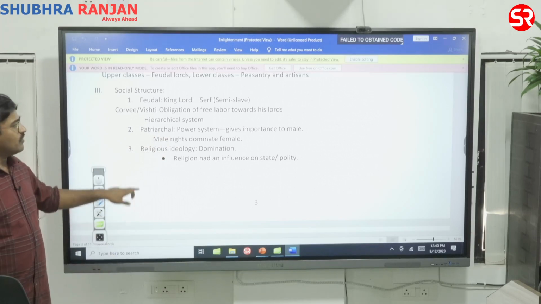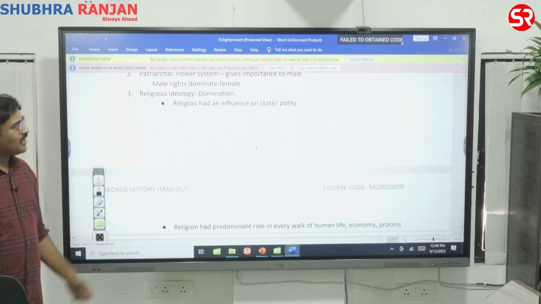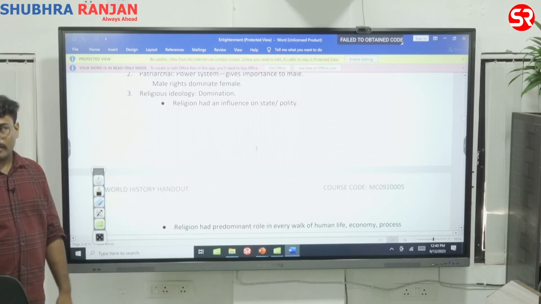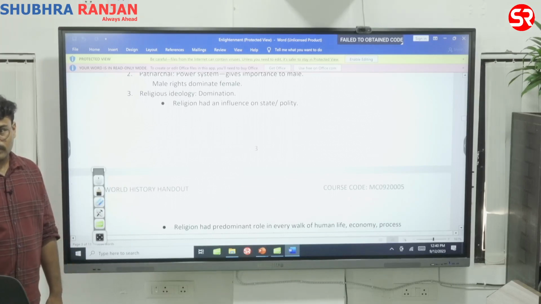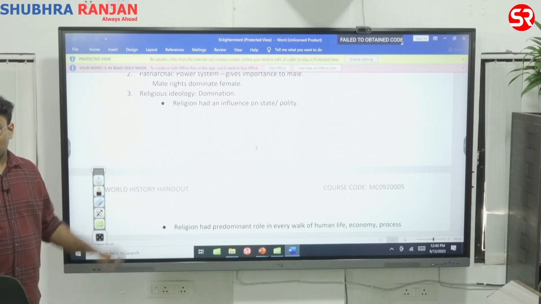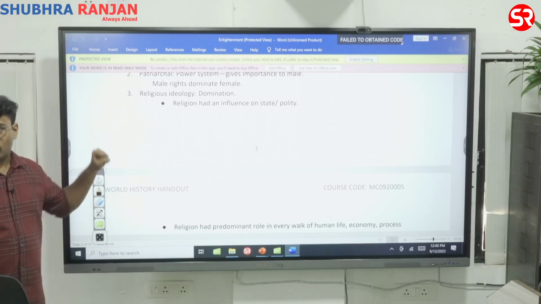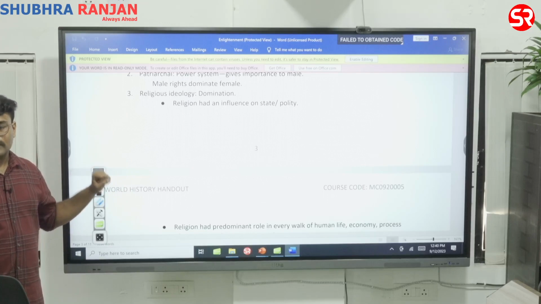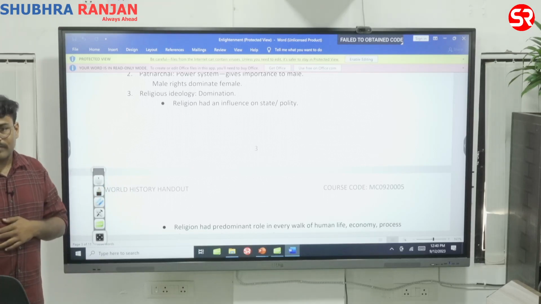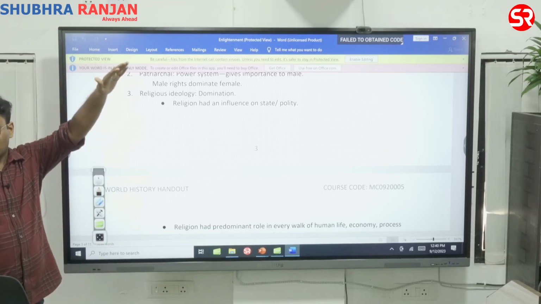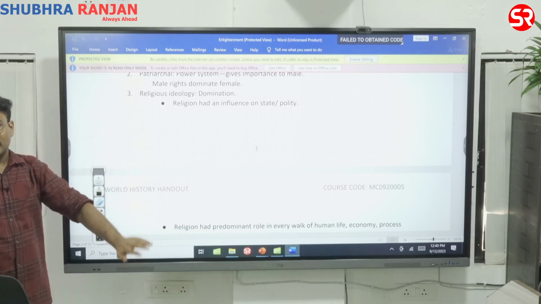There is domination of religious ideology. Religion had influence on state or polity. One thing is they controlled the king through appointment of the king by the pope, right? Apart from that, the church also had control over the judicial system. Even though the supreme court is the king, below him all the courts are dominated by the church.